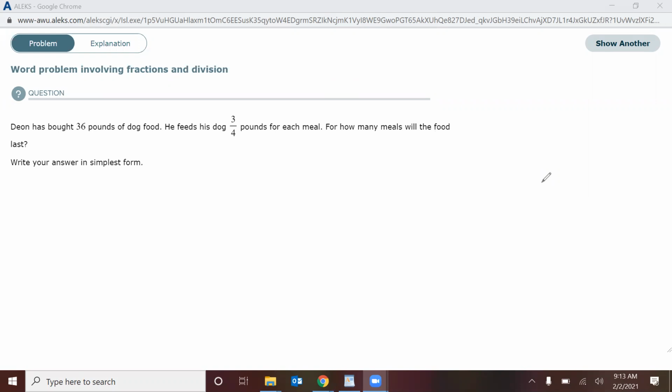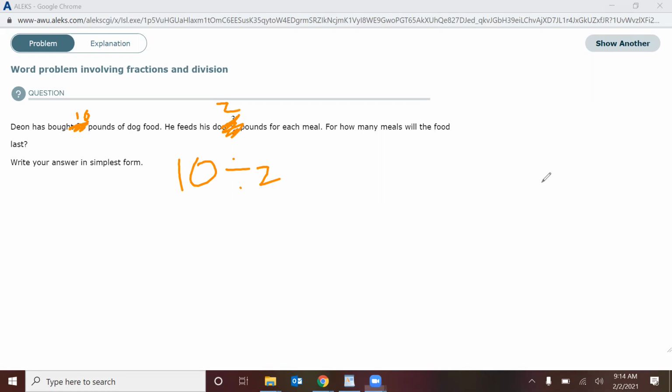Okay, well, let's think about it with easier numbers. What if he has 10 pounds of dog food and he gives the dog 2 pounds per meal? Well, you'd probably say, oh yeah, that's going to be 5 meals. How do you get 5? Well, you do 10 divided by 2.